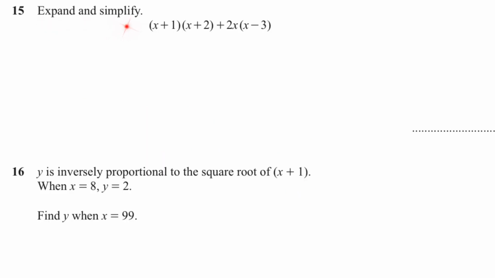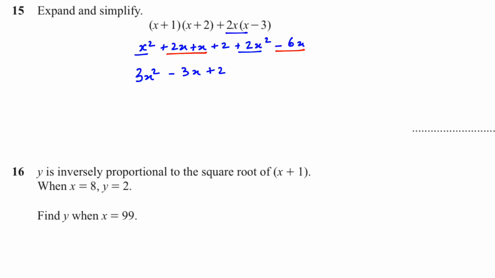Question number 15, expand and simplify. So we have to multiply x with x, then x with 2, then 1 with x and 1 with 2. So x times x will be x square, x multiplied by 2, 2x, 1 multiplied by x, x, and 1 multiplied by 2, 2. Then we have to multiply this. When you multiply the variables, you add the powers. So 2x multiplied by x will give you 2x square, and 2x multiplied by negative 3, negative 6x. Add the like terms together, 3x square, and the x's together. We have 3x minus 6x. It will give us negative 3x plus 2. So that's our final answer.